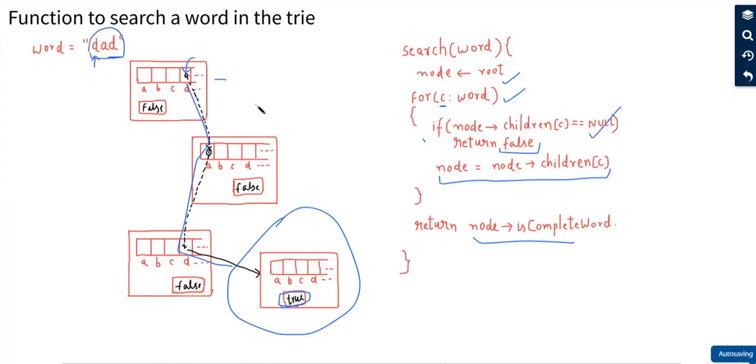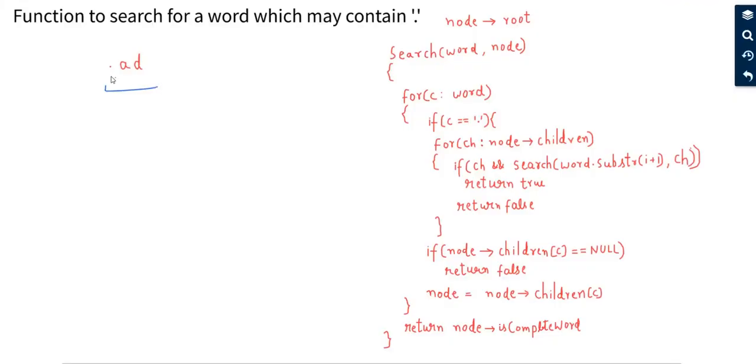In case we have dots in the word, we have to improve upon our search function. Let's see how we can do that. Here we have a word that is .ad. We want to search if this word exists in the dictionary or not. How would we modify the previous function to add this functionality?